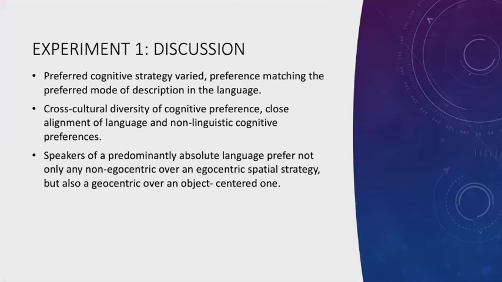The children of the 2 cultures varied in their preferred cognitive strategy, with their preference matching the preferred mode of description in the language. This data shows cross-cultural diversity of cognitive preferences, as well as the close alignment of language and non-linguistic cognitive preferences. Additionally, the data shows that speakers of a predominantly absolute language prefer not only any non-egocentric over an egocentric spatial array, but also a geocentric over an object-centered one.